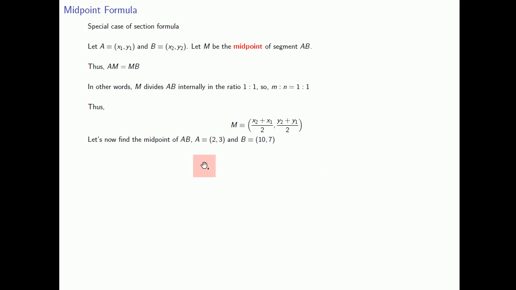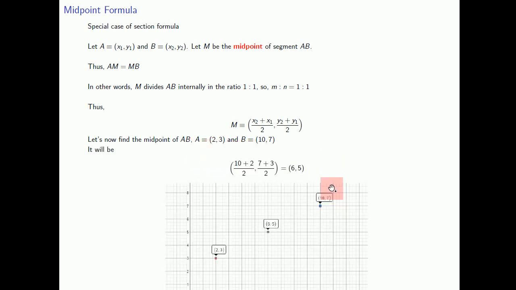Okay, now let's find the midpoint of segment AB. So clearly the midpoint will be 10 plus 2 upon 2, which is 12 upon 2, 6, and the y coordinate will be 7 plus 3 upon 2, which will be 10 upon 2 equal to 5. So this green dot indicates the midpoint of the segment AB, this red dot is A and this blue dot is B. So that's all about the midpoint formula.